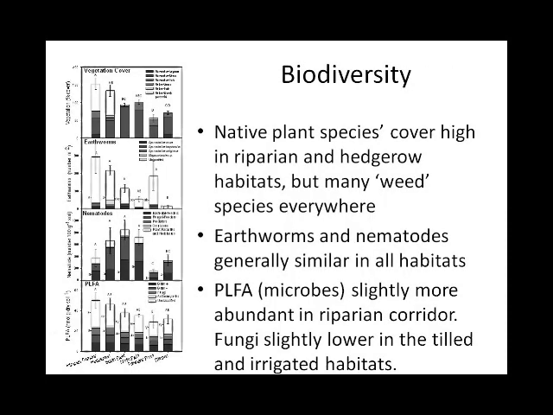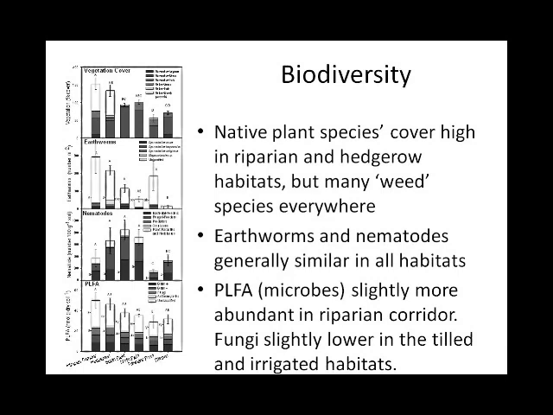Biodiversity. I started with the environmental parameters first, but let me now move to some of the different kinds of findings that we got in terms of vegetation, earthworms, nematodes, and microbial diversity. In terms of vegetation cover, we found that the native woody perennials in the riparian corridor and the hedgerows contributed significantly to the biodiversity of native species.